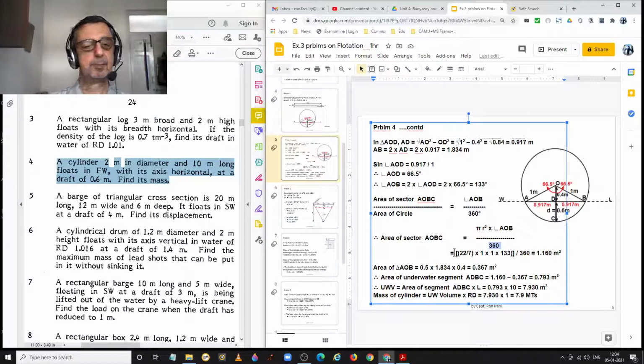Since the value of pi is not given to us in the problem, we have to use 22 upon 7. Radius is 1, so 1 square. Angle AOB is 133 degrees, which we have calculated above, 66.5 multiplied by 2, and we divide the numerator by 360. Thus, we get the area of the sector AOBC equal to 1.160 square meters.